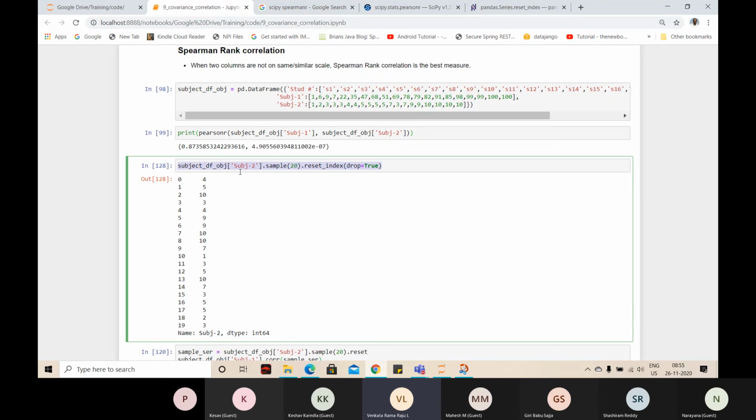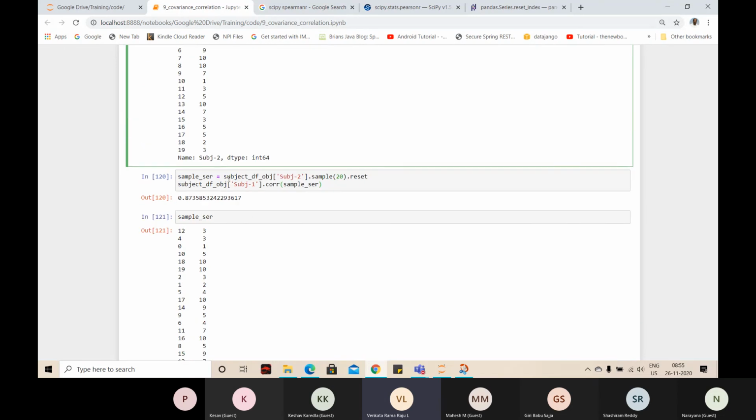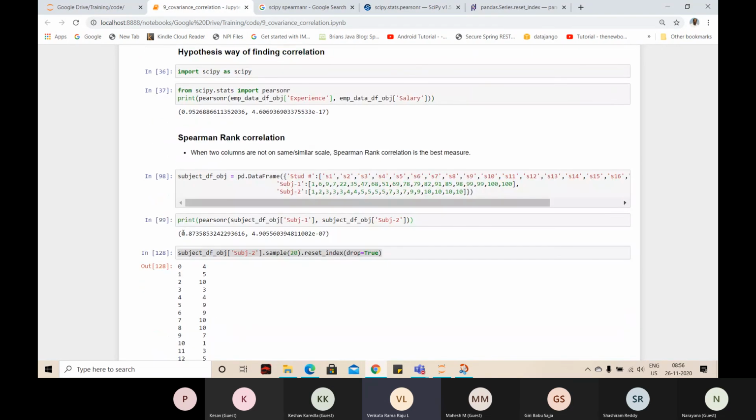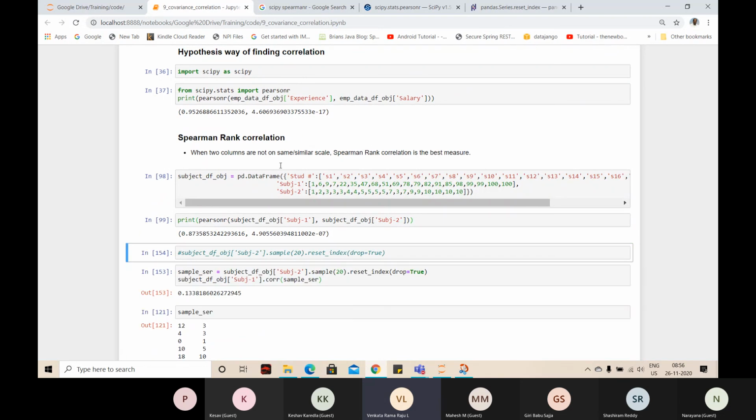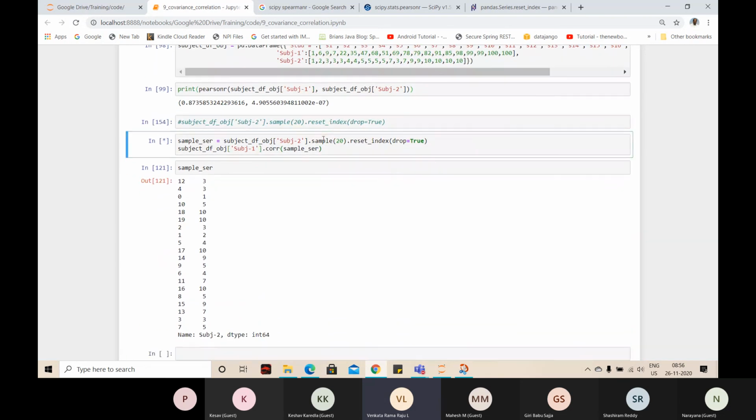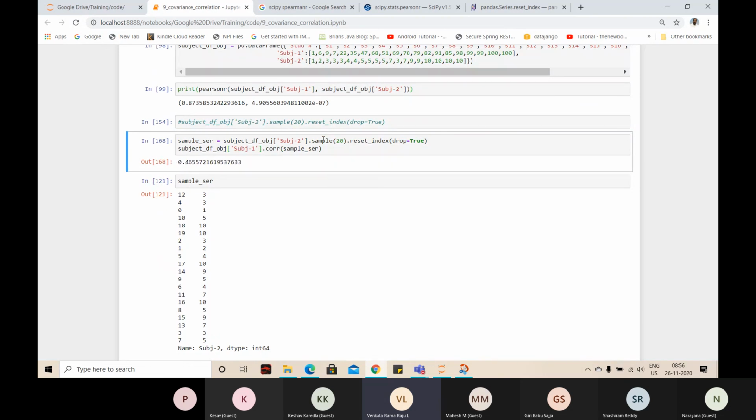Now use this here. Now it's going to be different. See that, n number of times you are doing it, you are getting different correlation coefficients. But whatever correlation coefficient you are getting here is not happening at random. If you see this here, 0.87, is it happening at random?